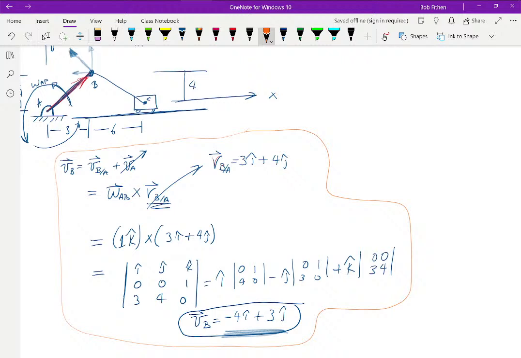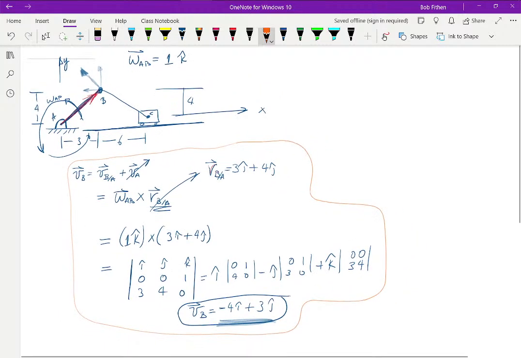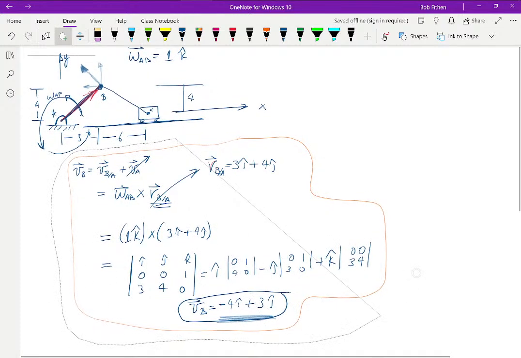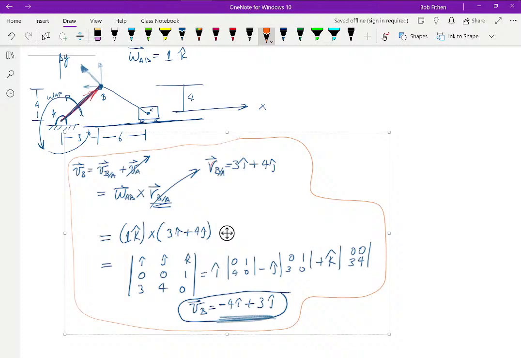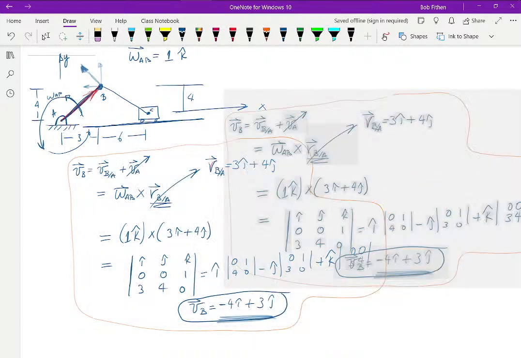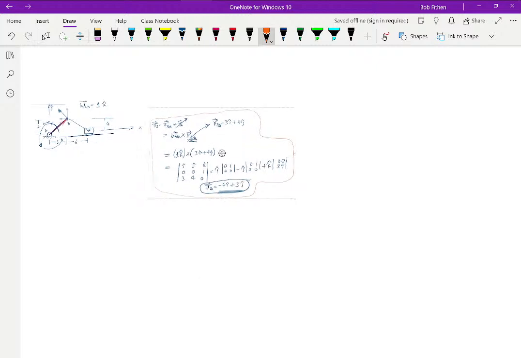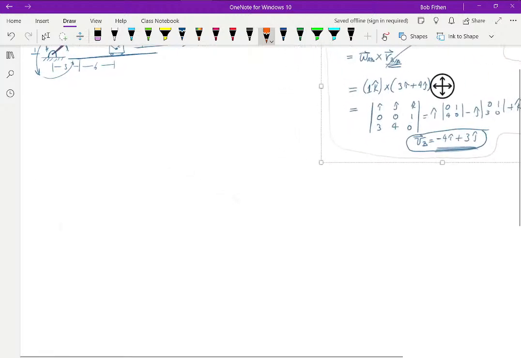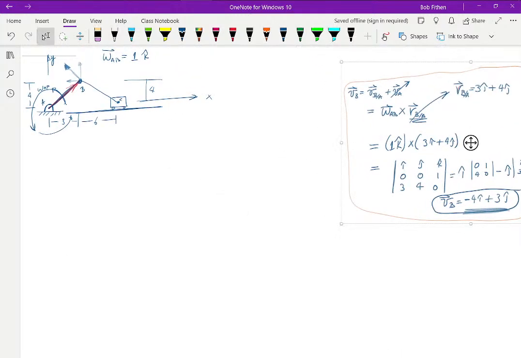Okay. Let me do the last bit. Okay. Now that I've got this, move it over to the side. Come back in here, but this time when I come back, I'm going to say VB. I'm just copying this.